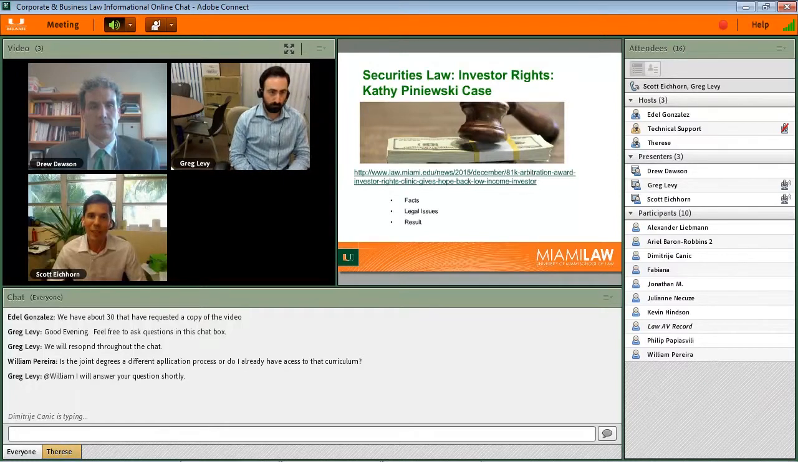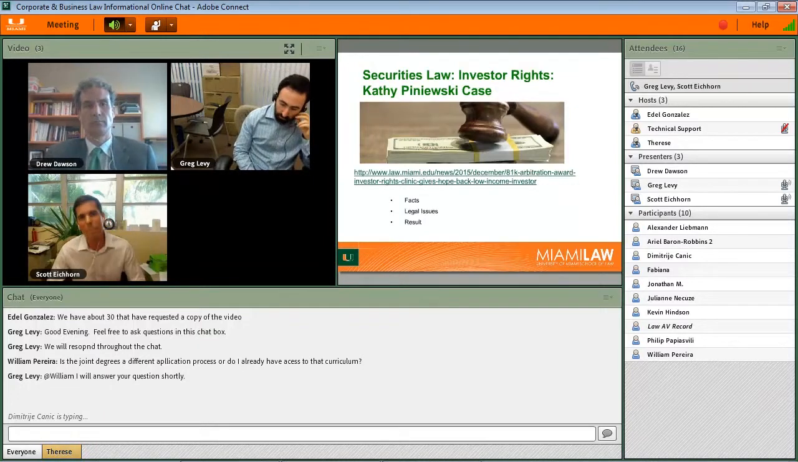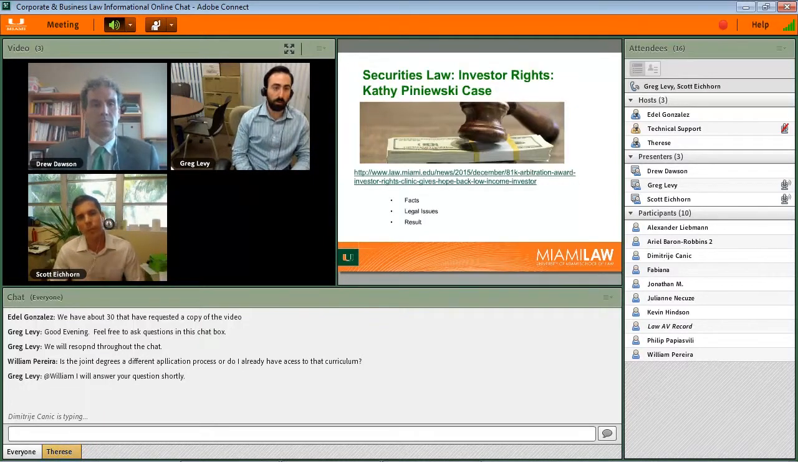So Scott, you mentioned the students were able to take this claim and file all the necessary paperwork with the arbitrator in this short window. Can you give some examples of the types of things that the students are getting to do under your and Professor Verges' supervision in the clinic?